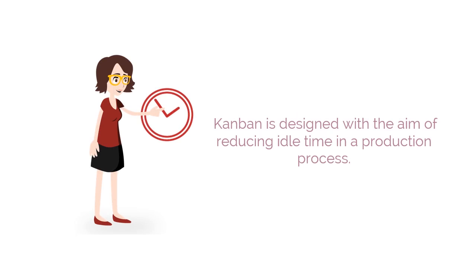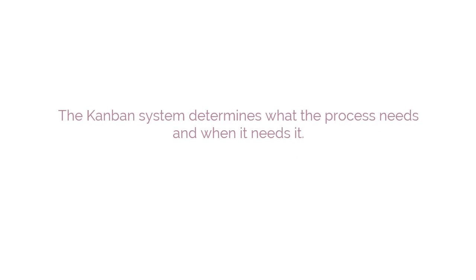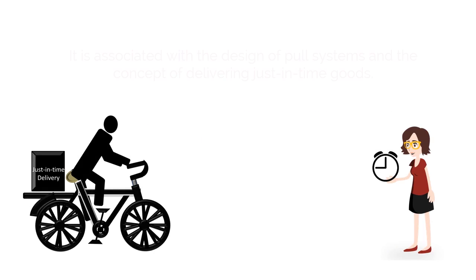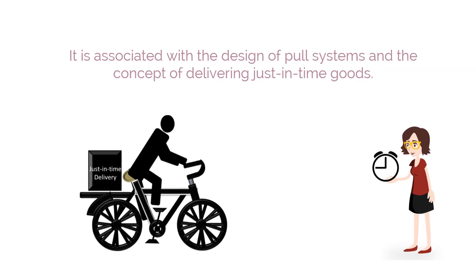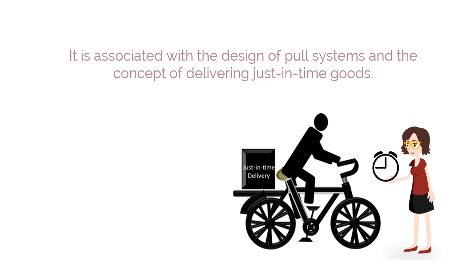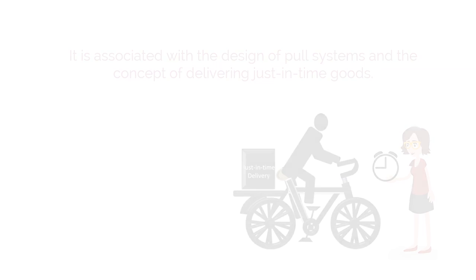Kanban is designed with the aim of reducing idle time in a production process. The Kanban system, implemented as a scheduling system, determines what the process needs and when it needs it. This process makes use of visual aids as a signaling system to determine the future course of action. It is associated with the design of pull systems and the concept of delivering just-in-time goods.